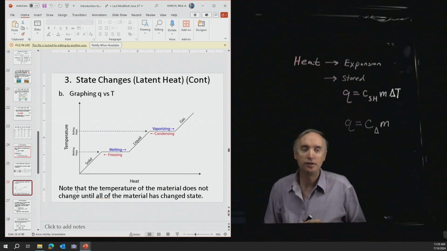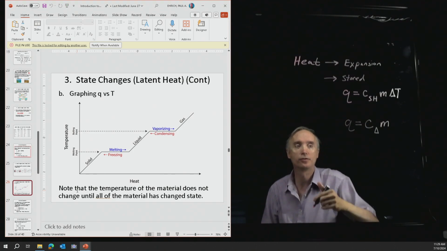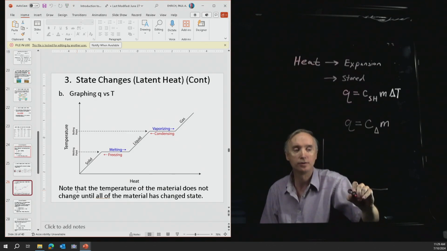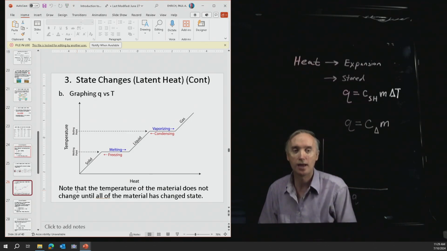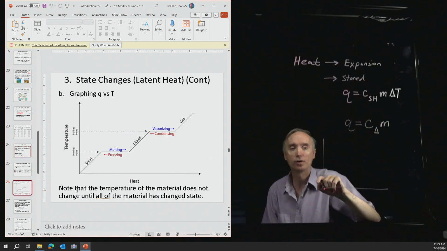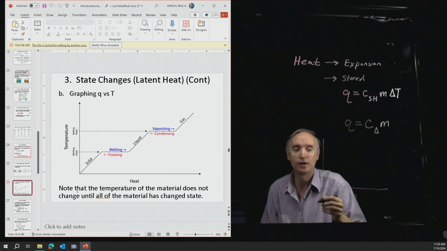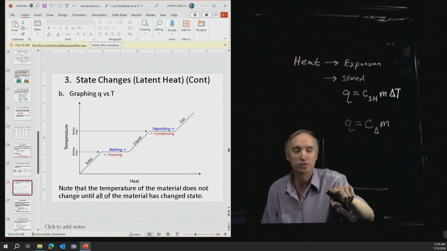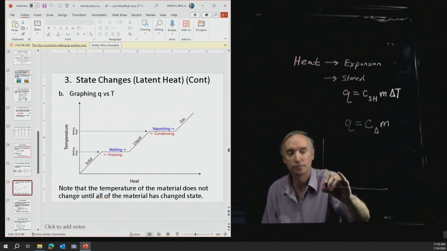Right, so this graph here is a graph of temperature versus heat. Going up and down, we have the temperature of the substance. And going sideways, we've got the amount of heat Q that we are adding to the substance. We're first going to begin with a piece of ice. So over here, we've got a piece of ice, and we're going to start to add heat to it.